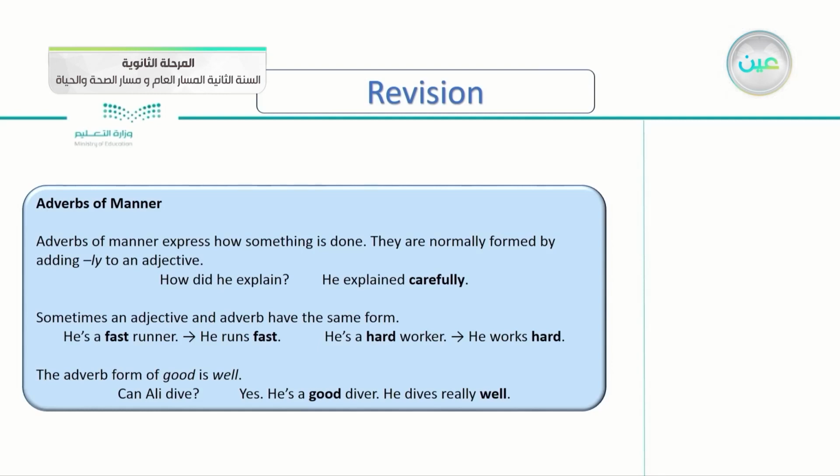For example, careful, carefully. Except, of course, for example, the word fast. He's a fast runner. He runs fast. And hard. He's a hard worker. He works hard. Also, the adverb form of good is well.